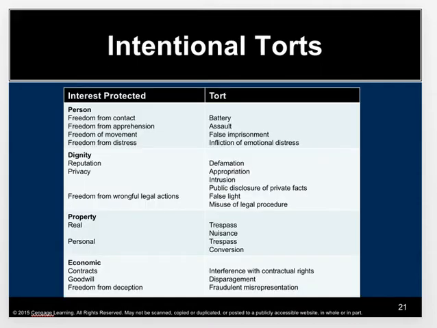So here's a chart, and I'm not going to spend a lot of time on it because your book has it, but it actually puts everything together, all the different torts that we talked about, the interests that are protected, right? Those interests of people, dignity interest, property interest, economic interest, and then the torts, right? On the right-hand side, we see the torts that the interests are intended to protect.